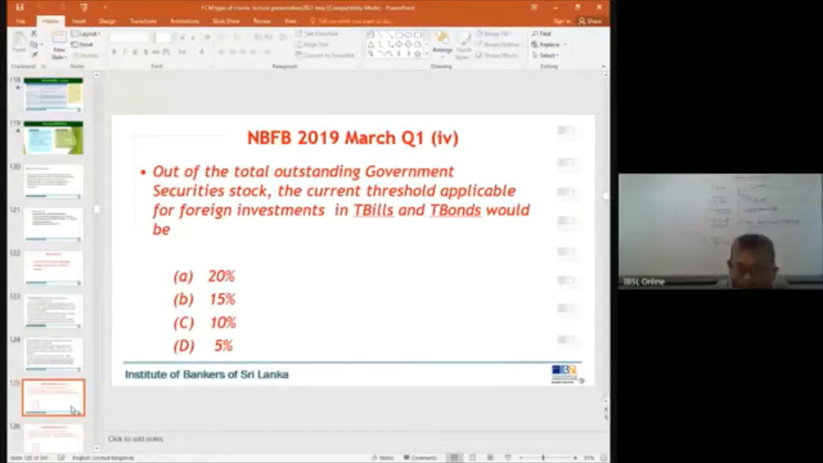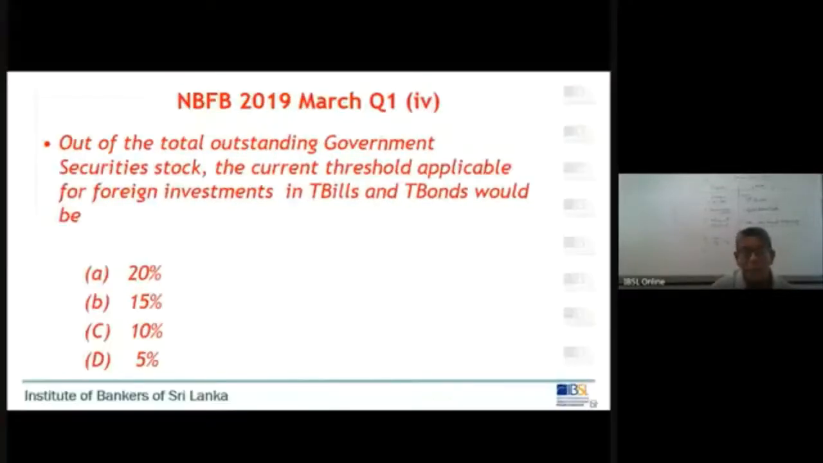March 2019, they asked: out of the total outstanding government security stock, the current threshold applicable for foreign investment in treasury bills and bonds would be how much? 20%, 15%, 10%, or 5%? I told you, you need to obtain parliament approval to issue the total number of treasury bills for the country.